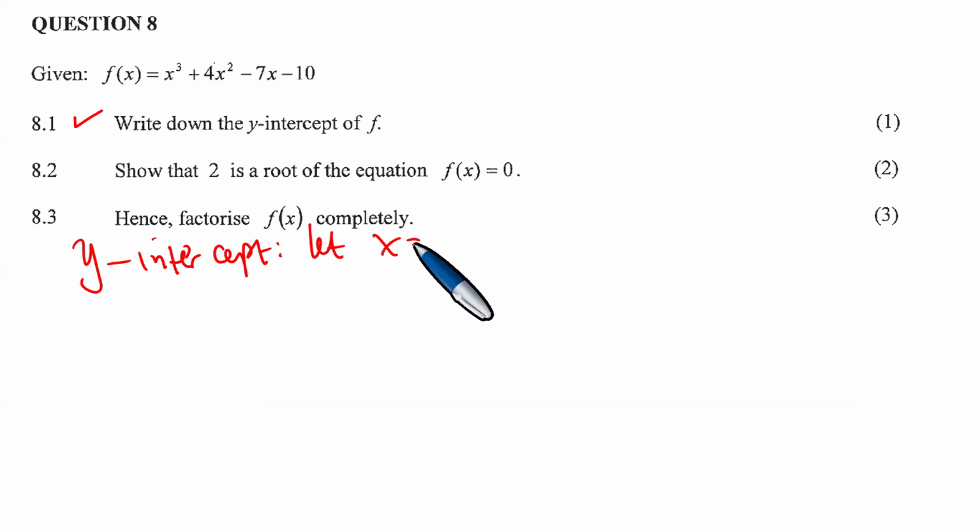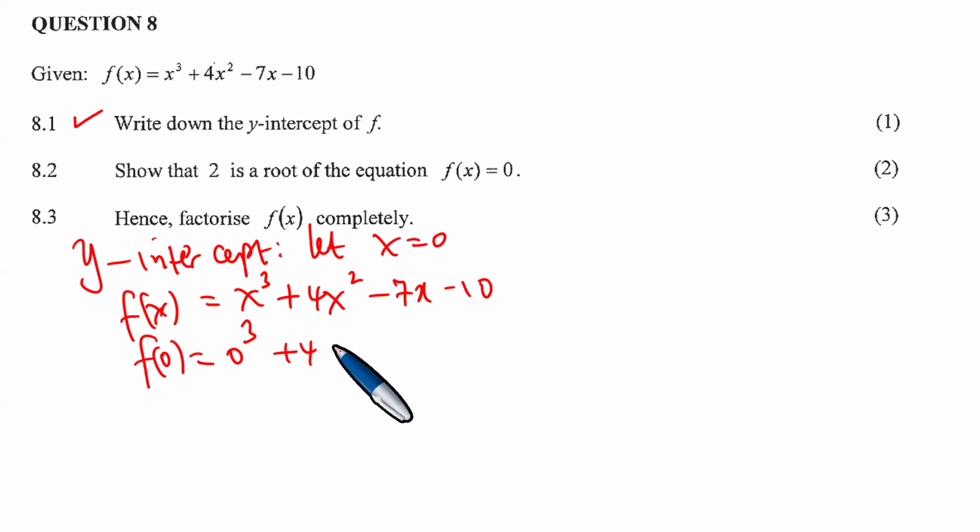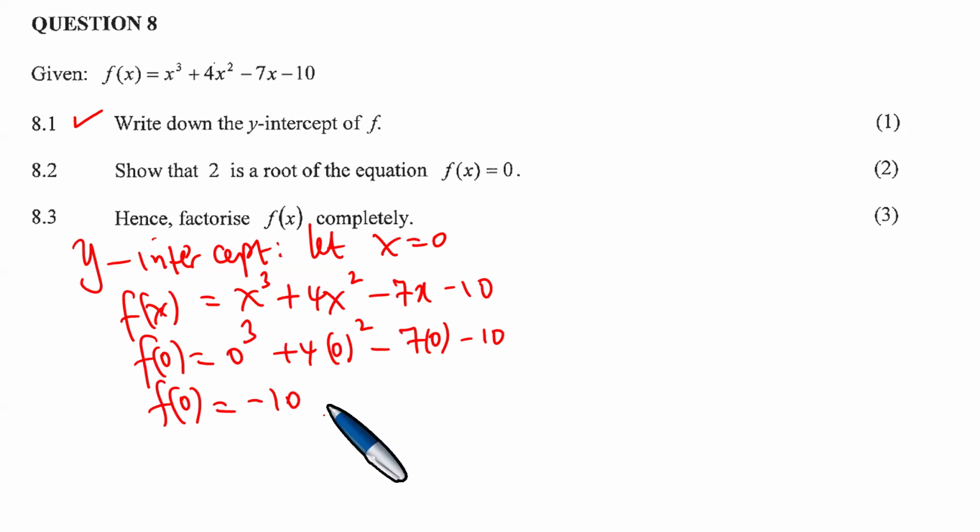To find the y-intercept, you let x be equal to 0. So f of x equals x cubed plus 4x squared minus 7x minus 10. So you have f of 0, which is 0 cubed plus 4 times 0 squared minus 7 times 0 minus 10. Then f of 0 is minus 10. And this is the y-intercept, minus 10. As a consequence, you can write that when x is 0, y is minus 10, and this becomes the y-intercept.